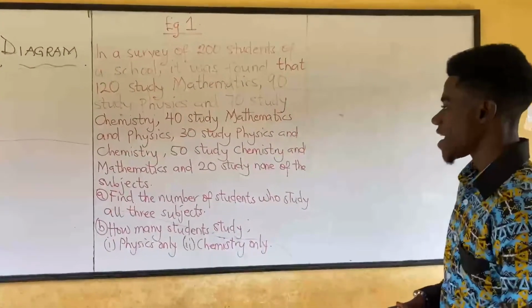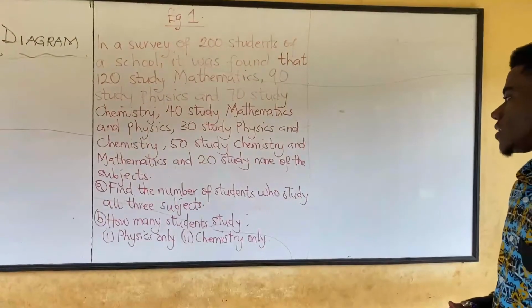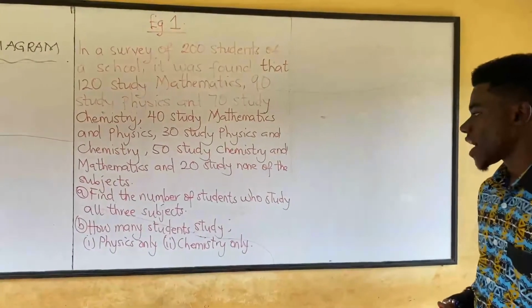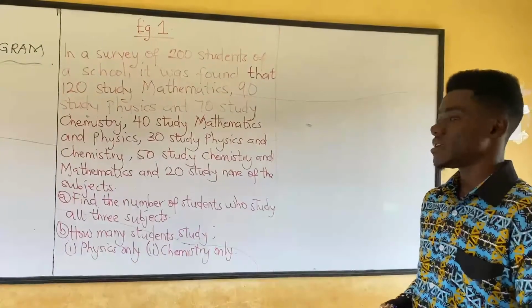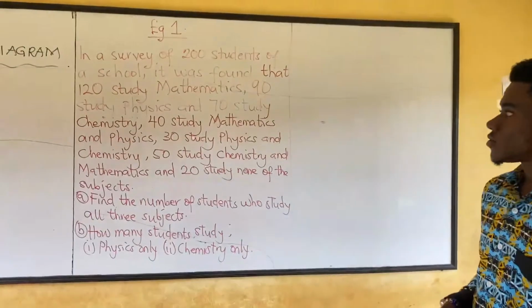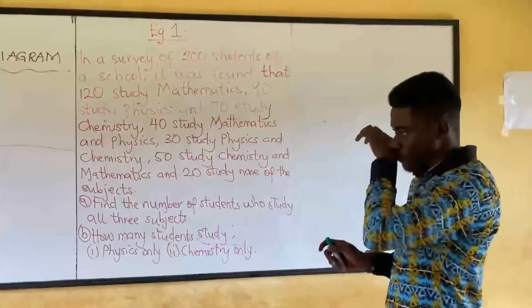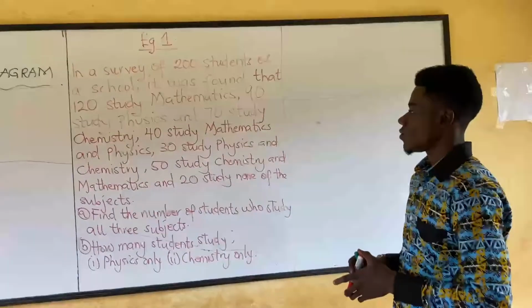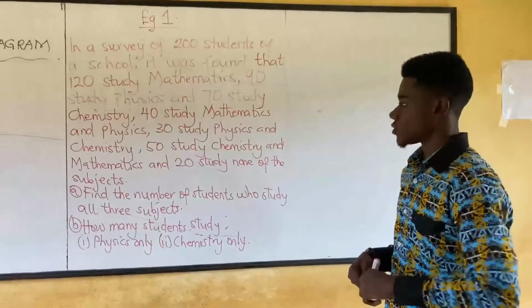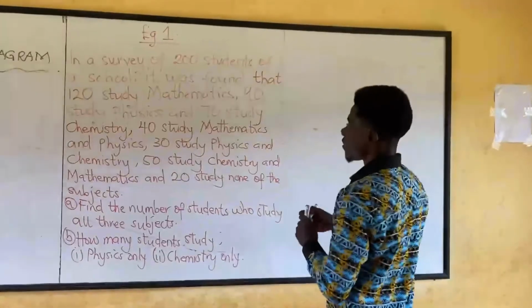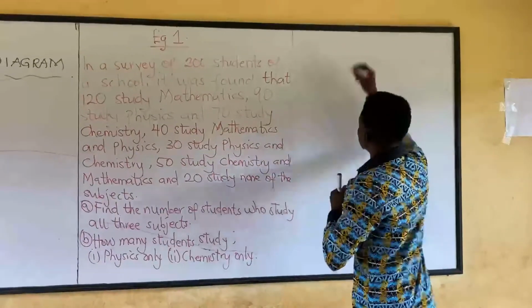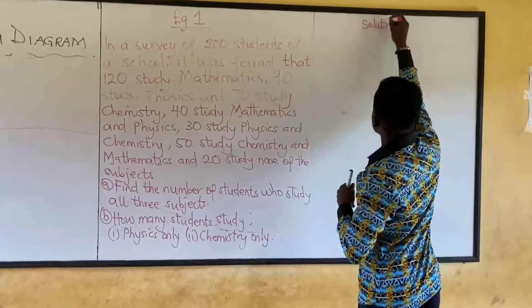So we have to find A, the number of students who study all the three subjects, and B, we have to find how many students study physics only, chemistry only. So this is a problem in three sets where we are going to deploy the idea of the Venn diagram to solve. But before that, we have to write in certain things. So, solution.